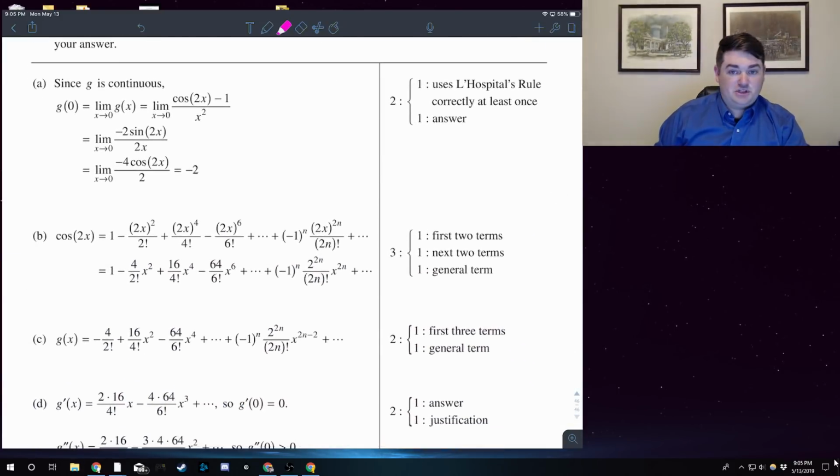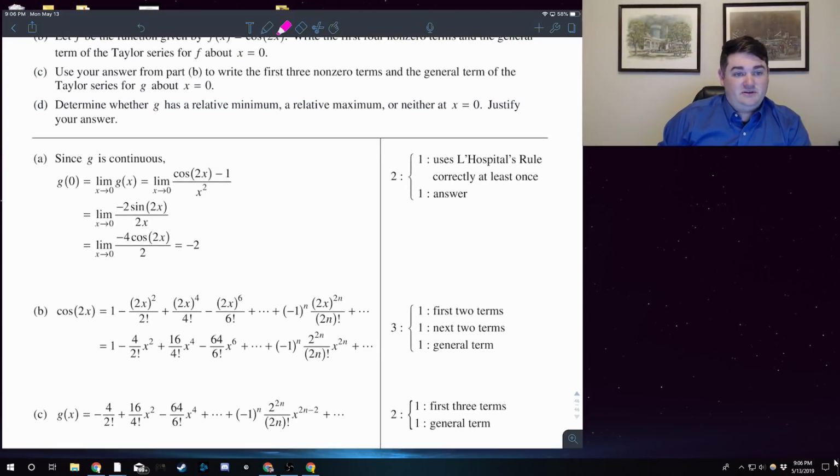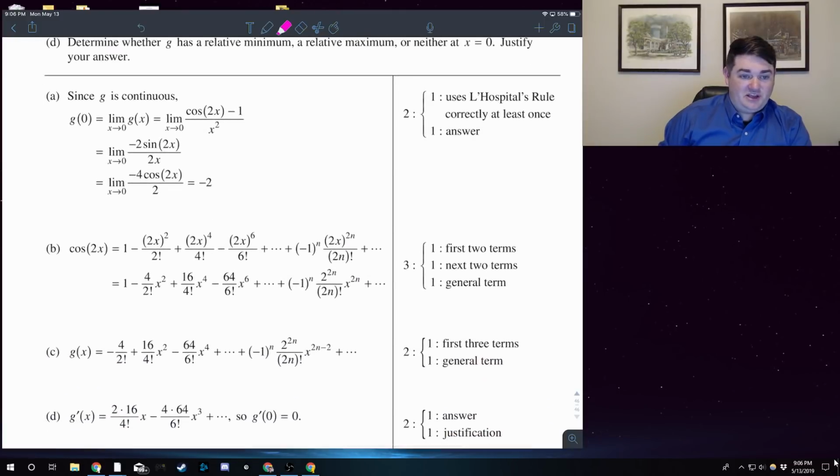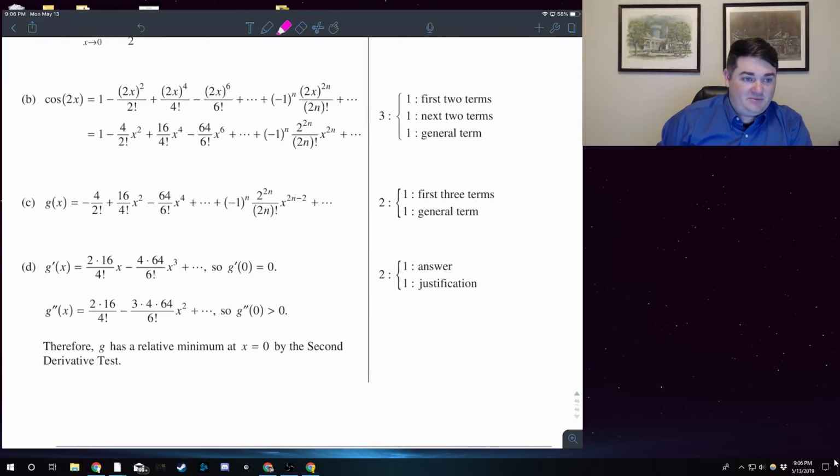Okay, part A was L'Hopital's rule. They gave you 2 points for that. Wow, look at this. Back in 2008, you could get away with so much. Look, they're not showing separate limits or nothing. Those were the days, man. Part B.